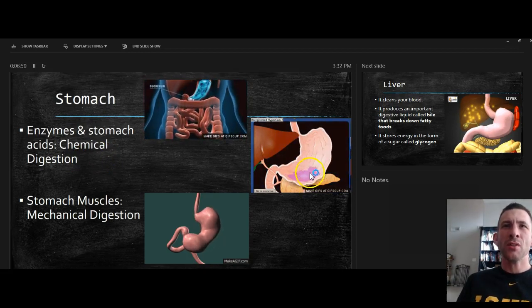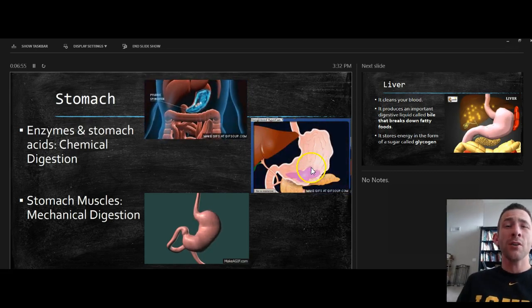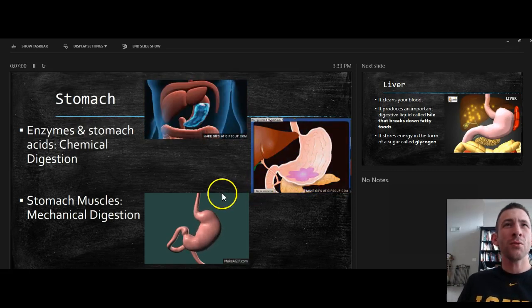This animation here is nicely showing the acid pumps creating hydrochloric acid to break down the food, and they're throwing in pepsin in there, but we're not going to worry about that too much.